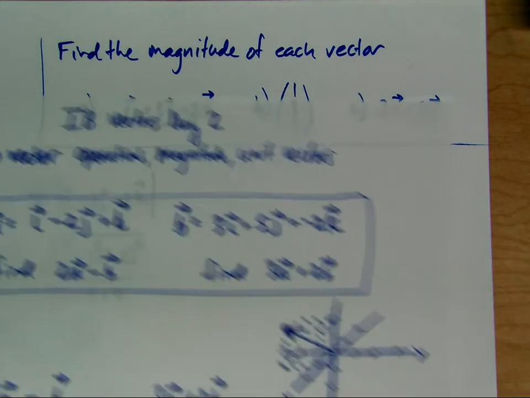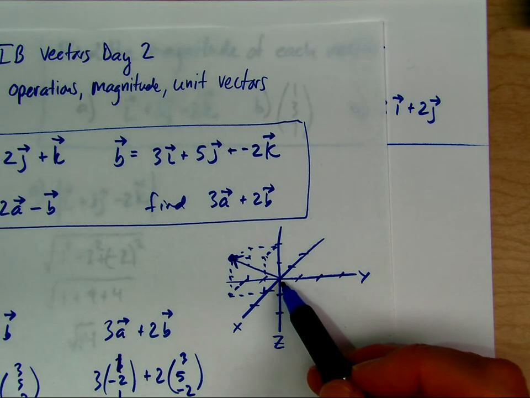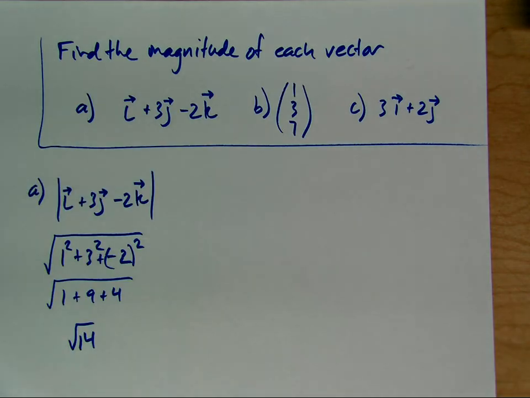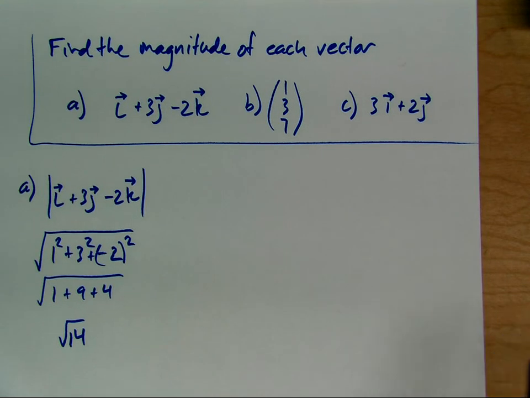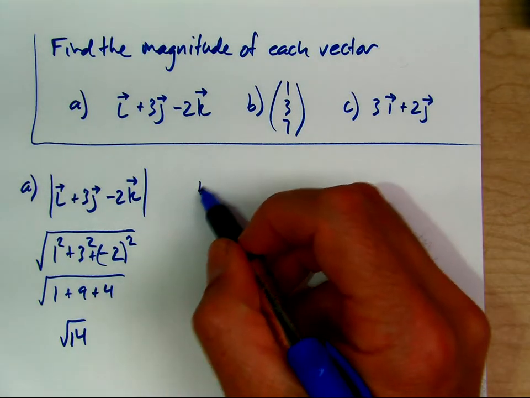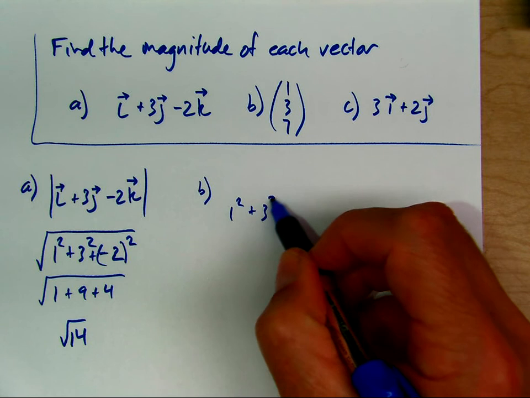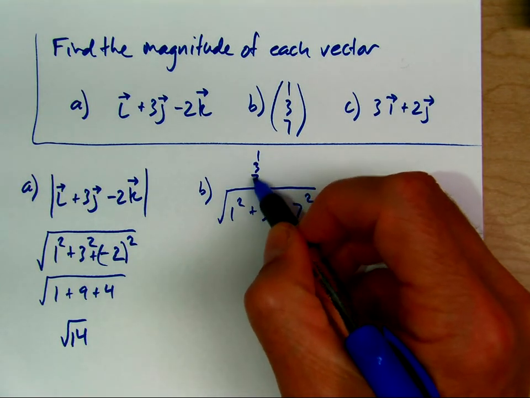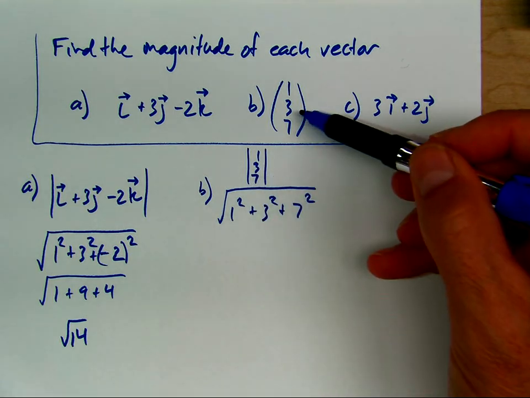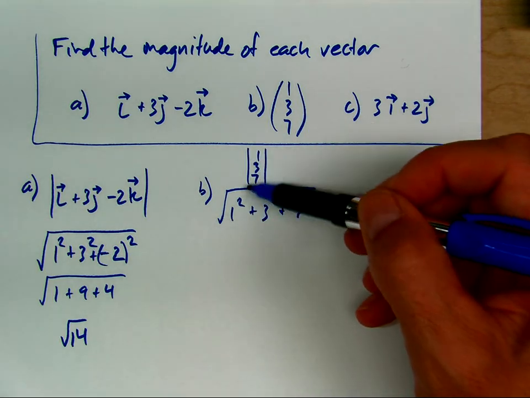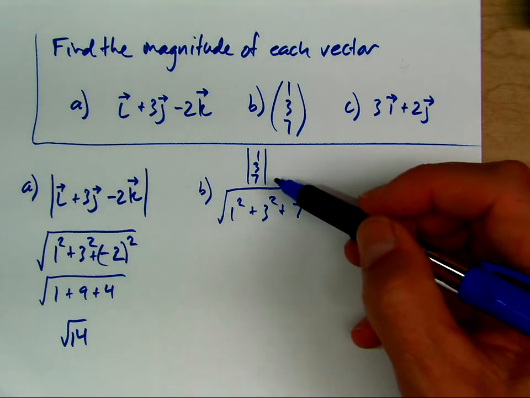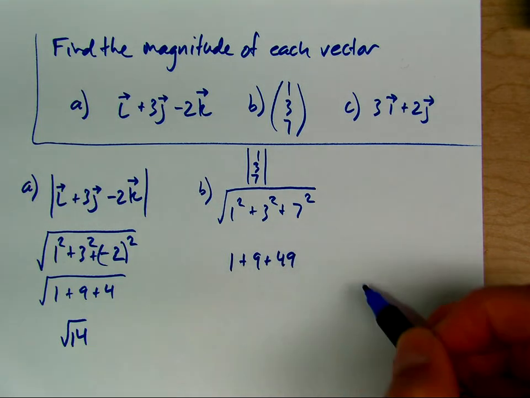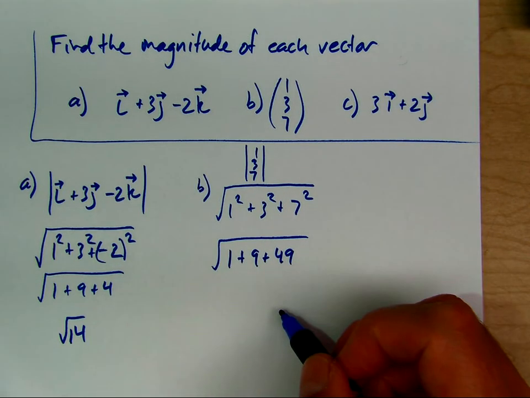And just like we saw in the beginning, it's just some vector in space, and we find the length of that vector. And pause the video and try B and C. So we'd write the column vector with the magnitude symbol. This is equal to this, and then we have 1 plus 9 plus 49, and that is square root 59.